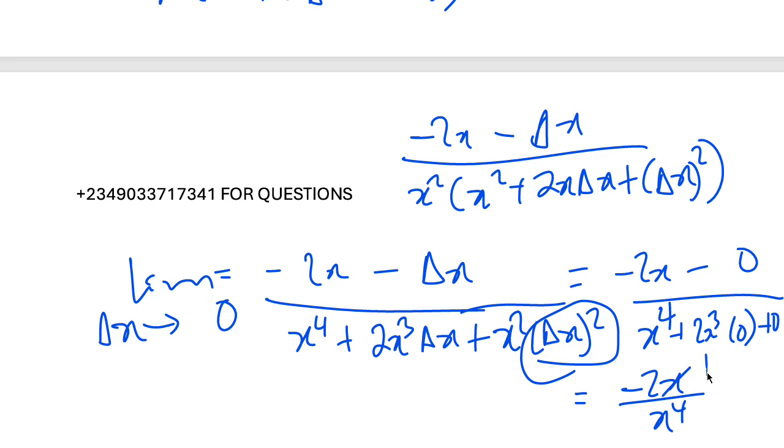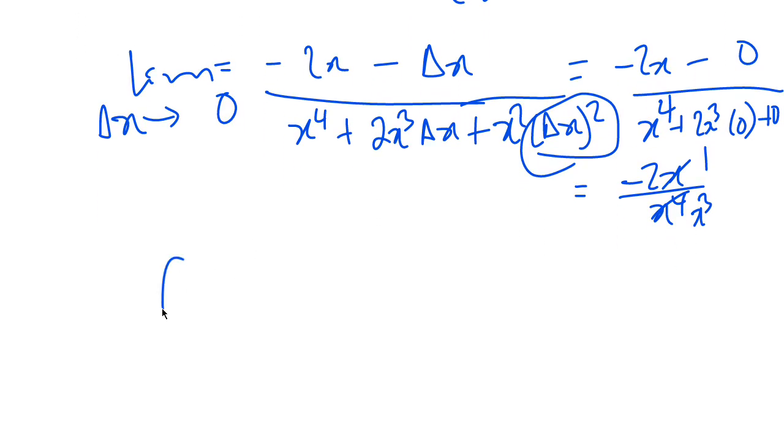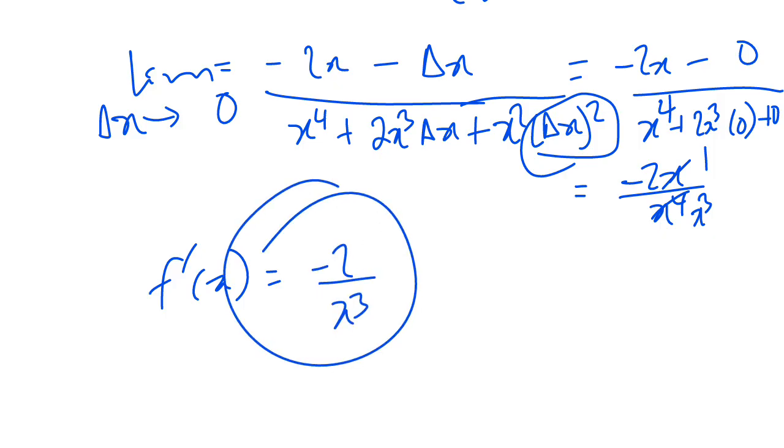So x into itself is 1, x into x to the 4, we're going to be left with x cubed, right? So our final answer is going to be equal to negative 2 over x cubed. That's what it is. So that's what we simply do.